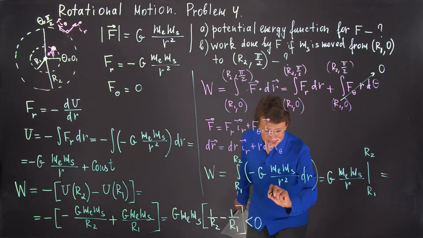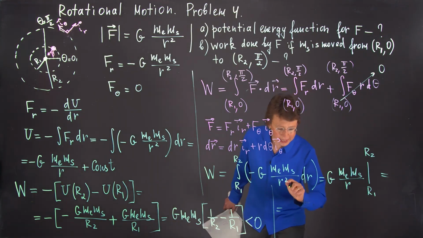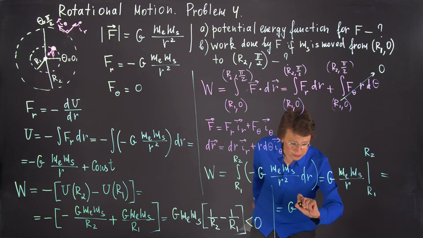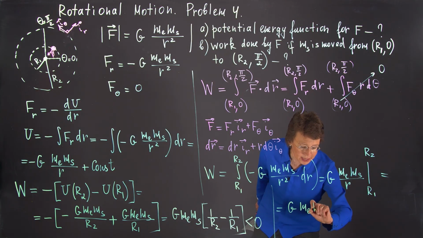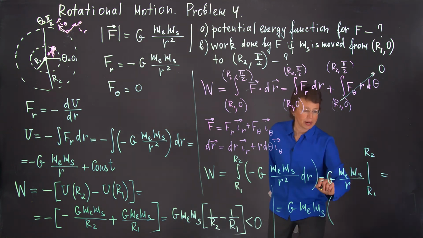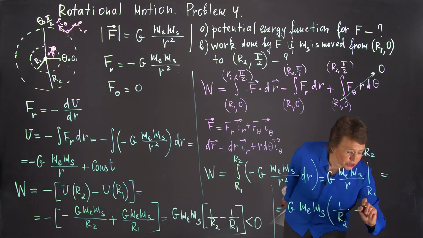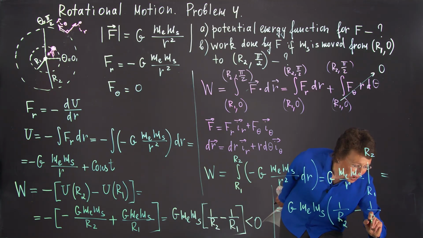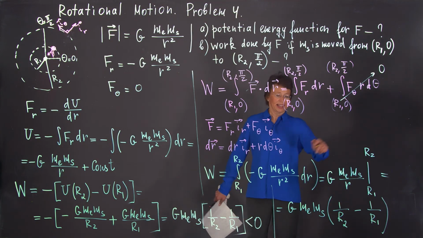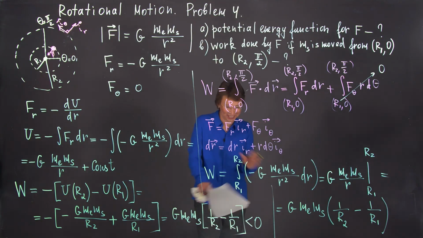And the last step, we need to plug in our limits. Ready? Let me factor out G ME MS. And then what do I have in parentheses? Upper limit, 1 over R2, minus low limit, 1 over R1. Do you see what's going on? I put this parenthesis instead of brackets, but the rest is the same.